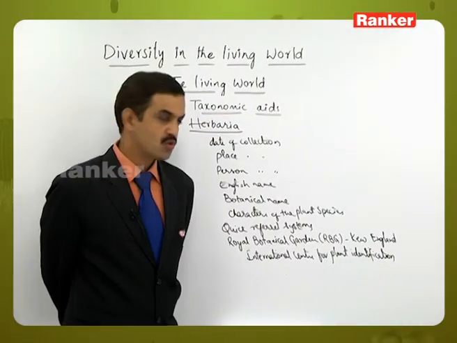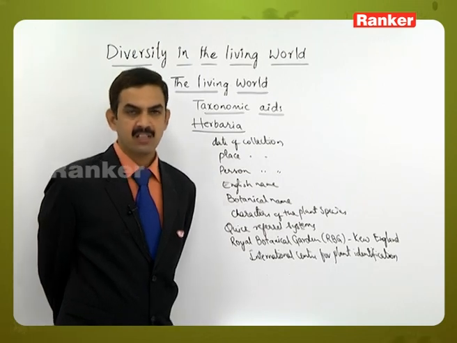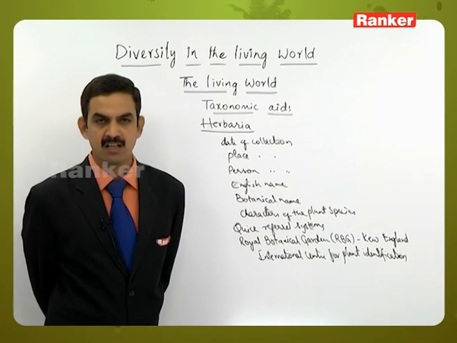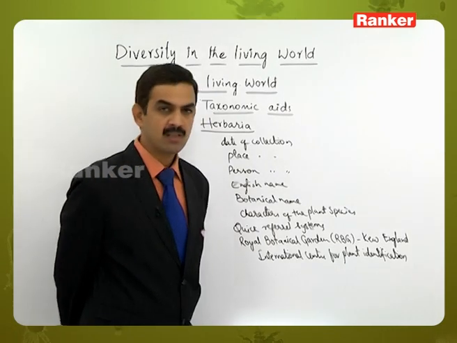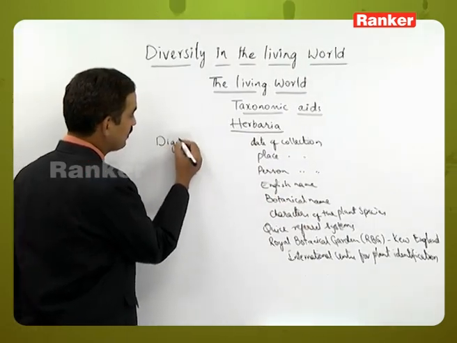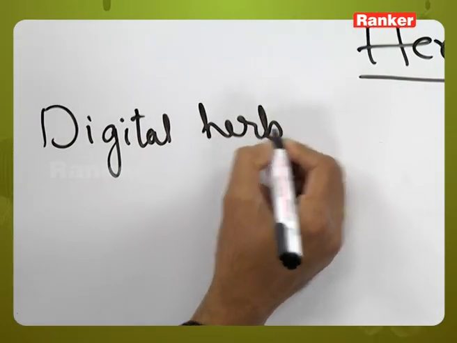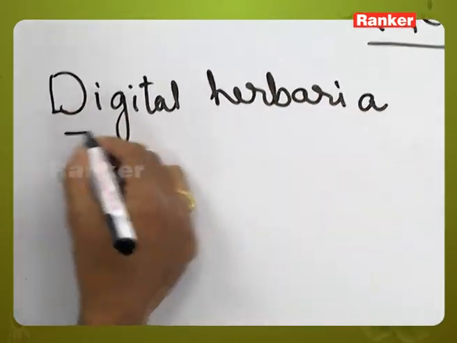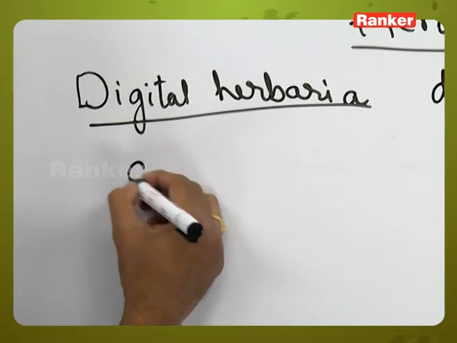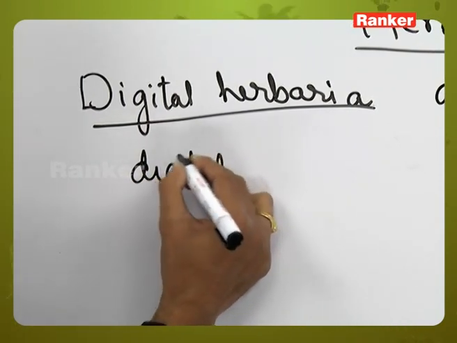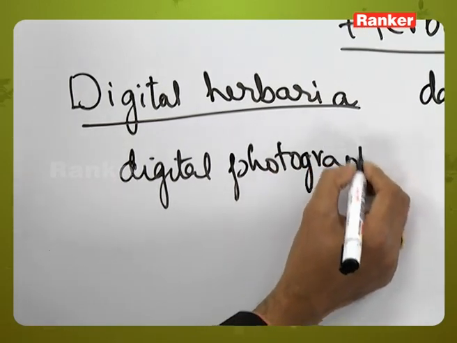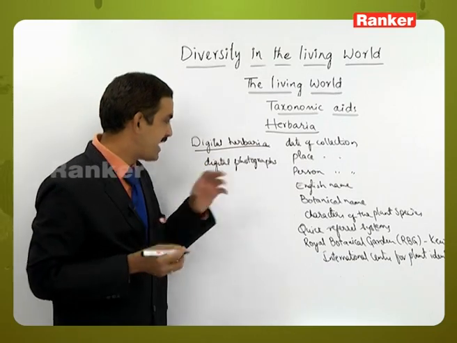So this is about the collection of the plant species, that is herbarium. And nowadays, as computers and the internet are available in every place, instead of only this collection of plant species, they started the digital herbarium or herbaria. Whatever plants have been kept in the normal herbarium, they took digital photographs of those plant species and made a digital herbarium.